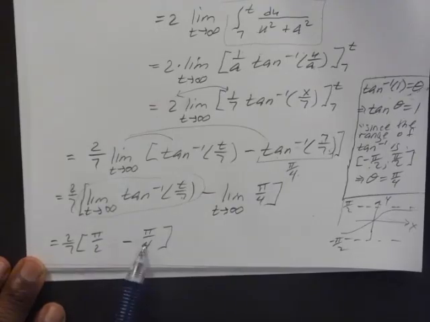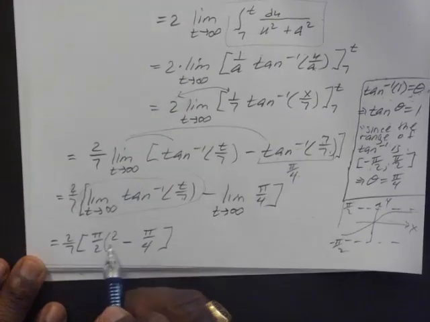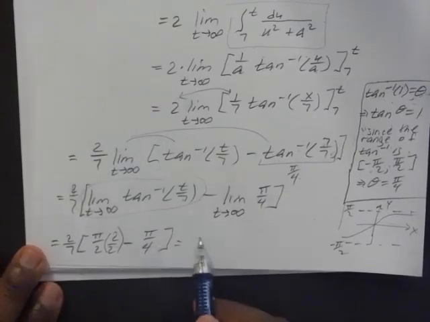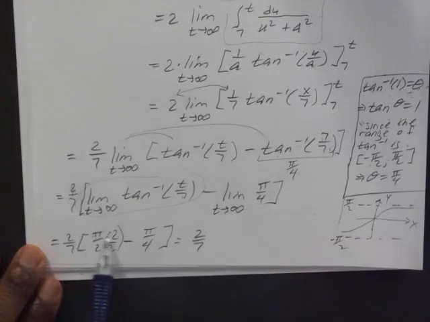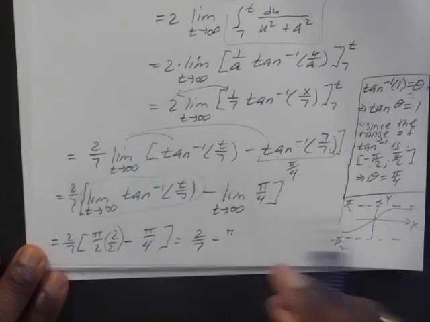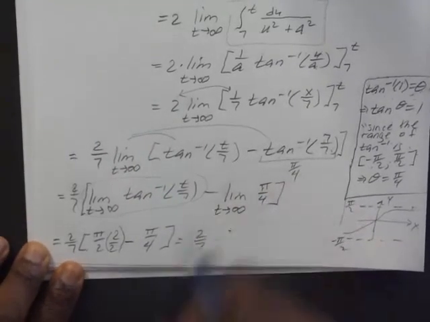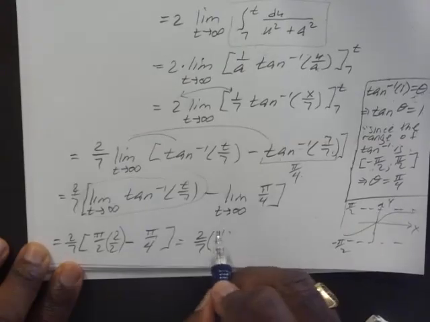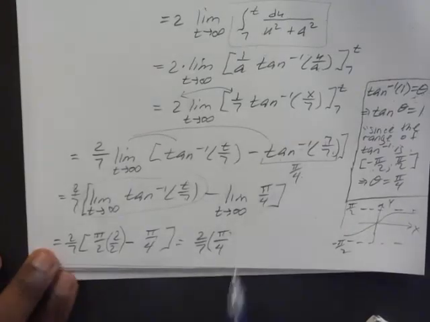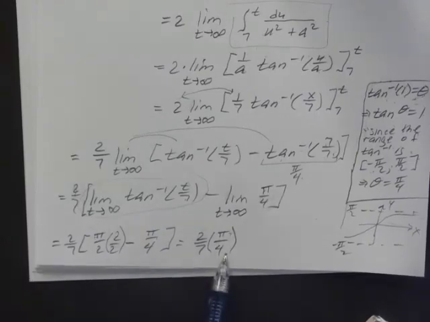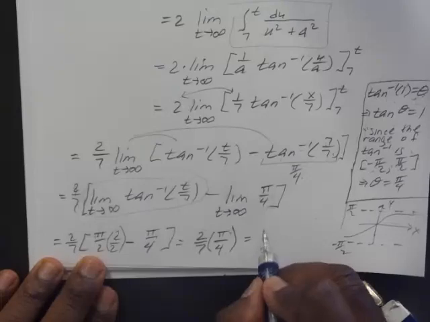So to add these two together, we need a common denominator. So we multiply this one by 2 over 2. So that gives us 2 over 7 times 2 pi minus pi, which is just pi. Nope, not minus, times, over 4. Which gives us 2 pi over 28, which simplifies to pi over 14.